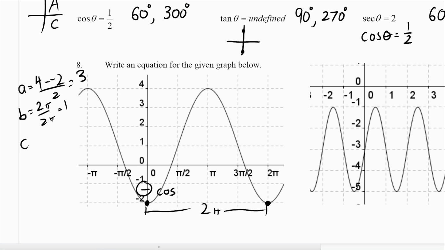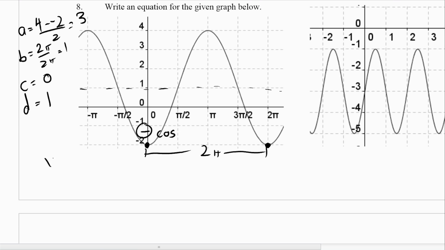C, for this example, since we didn't move it on the y-axis, is still just going to be 0. And D, that's where the equilibrium is going to be. So you can either take the min plus the amplitude, or the max minus the amplitude. It really doesn't matter. It's still going to just be at 1. And let's finish up our problem.